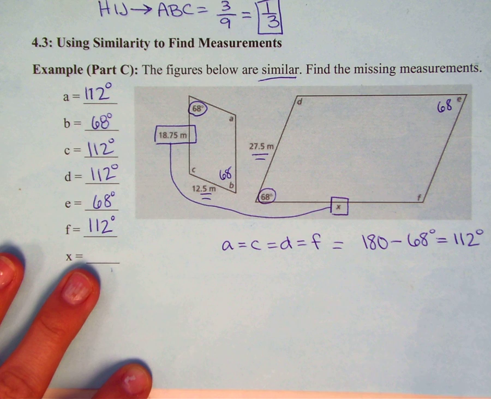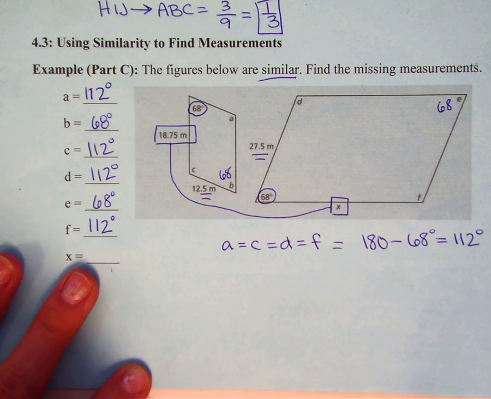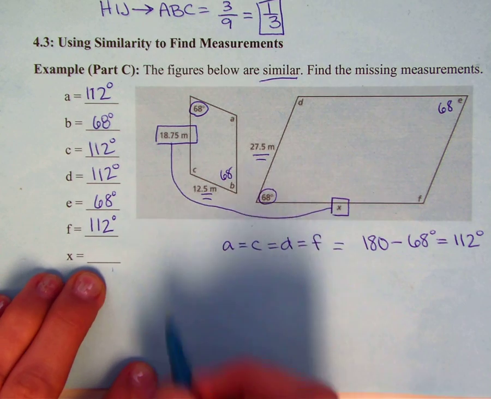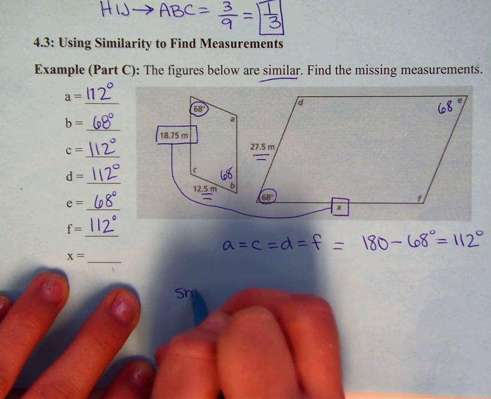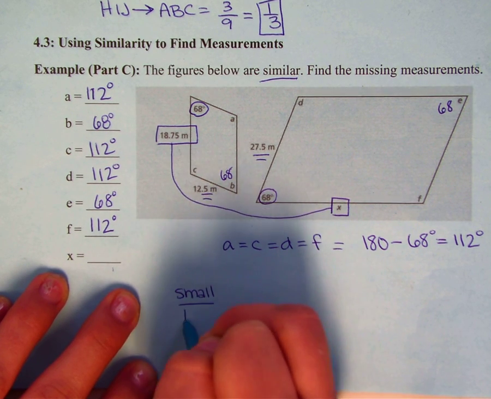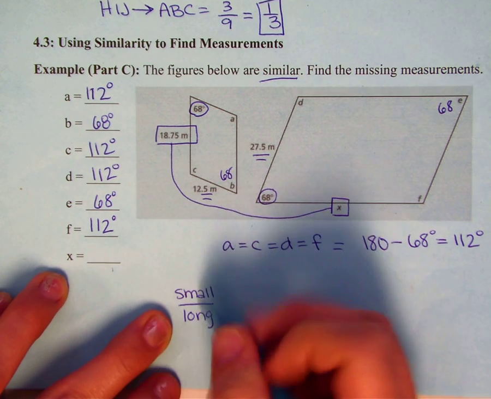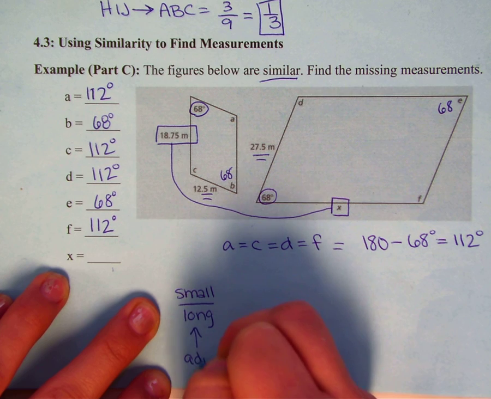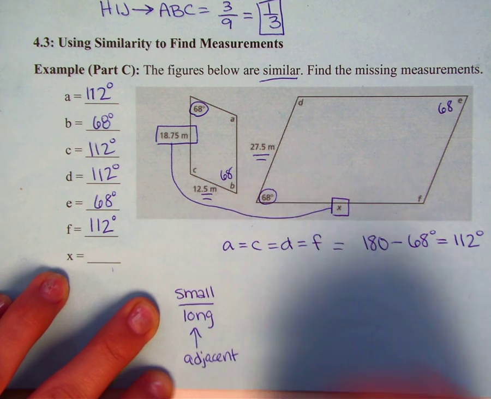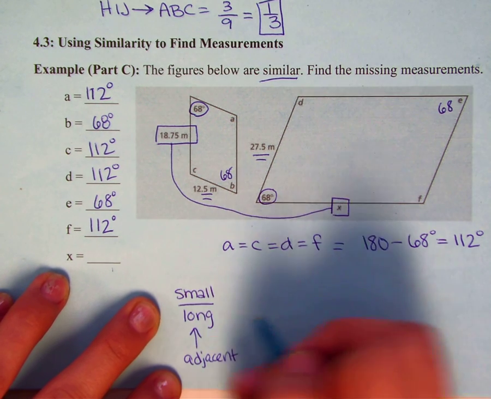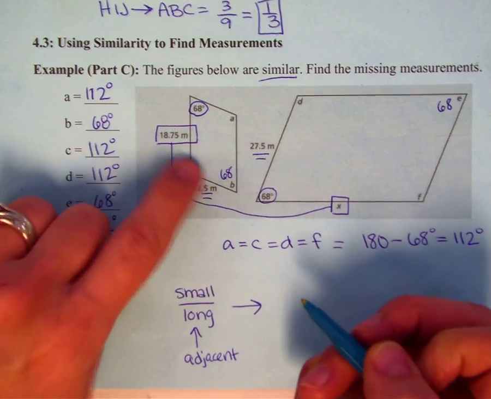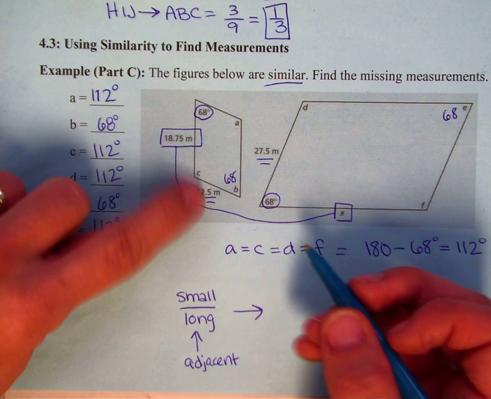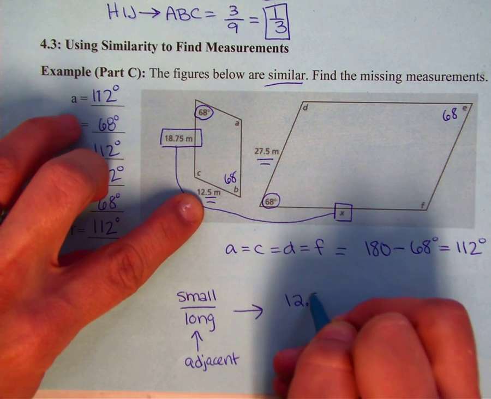I'm going to show you another way. I'm going to show you how to set up a proportion to find this. We can set up a proportion where we put the small side over the long side of the adjacent sides here. We're going to put the adjacent sides together. So if I look at this small parallelogram, I'm going to put the short side over its long side. I'm going to put 12.5 over 18.75.